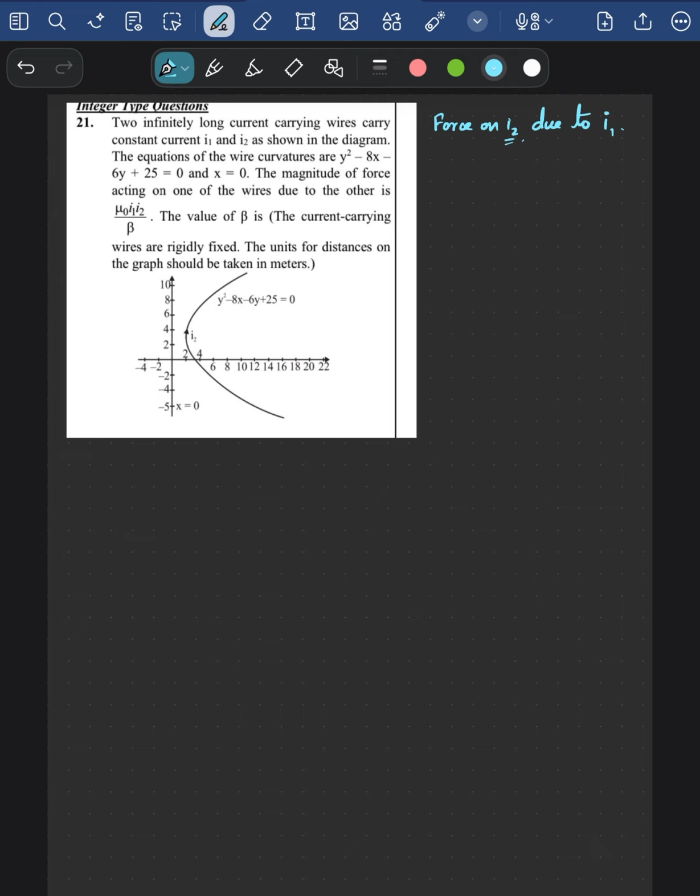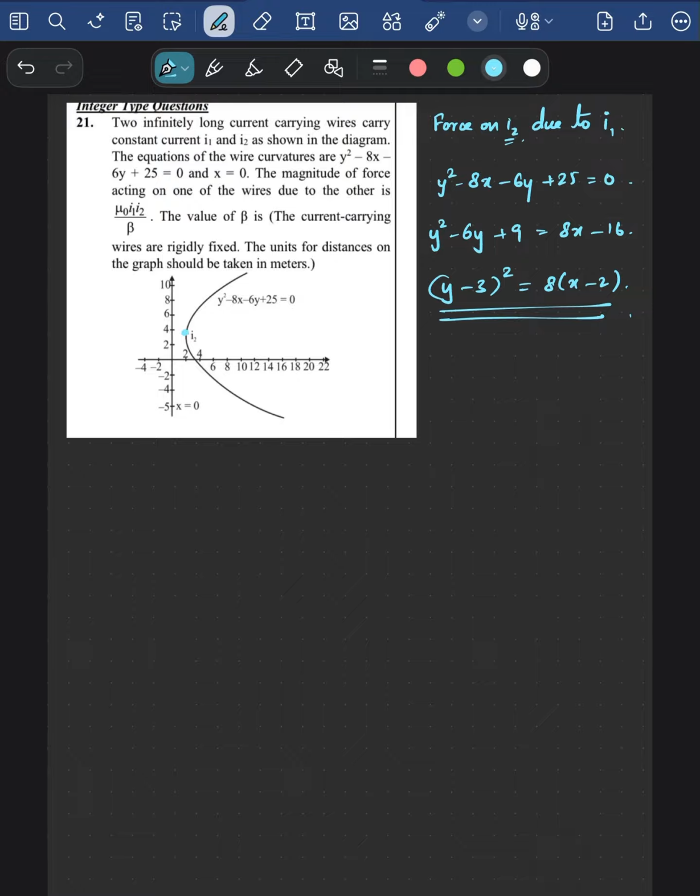So the equation of the parabola here is given as y squared minus 8x minus 6y plus 25 is equal to 0. So I can rewrite this as y squared minus 6y plus 9 is equal to 8x minus 16. So that will become y minus 3 whole square is equal to 8 into x minus 2. So this is your equation of parabola. And this tells me that the vertex of this parabola is located at the point 2, 3. So the closest distance it has from the straight line is 2.